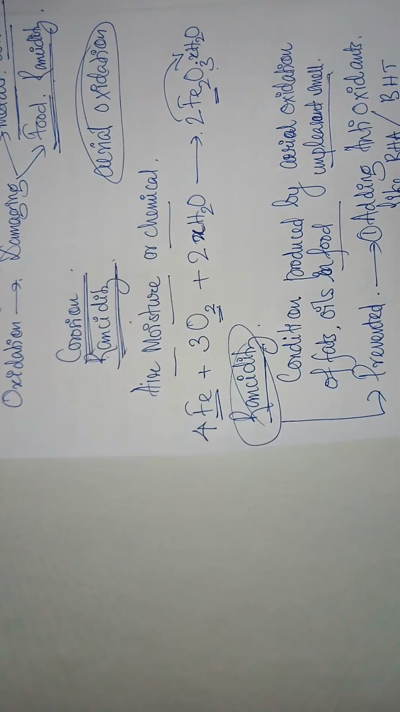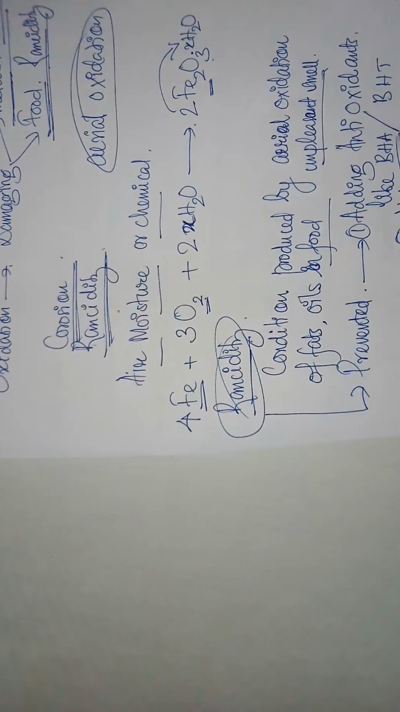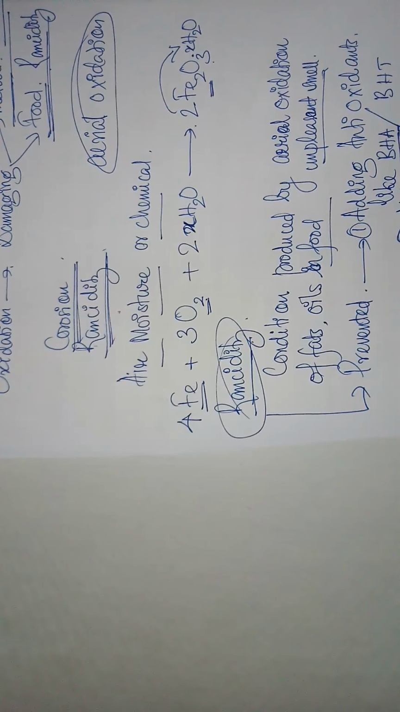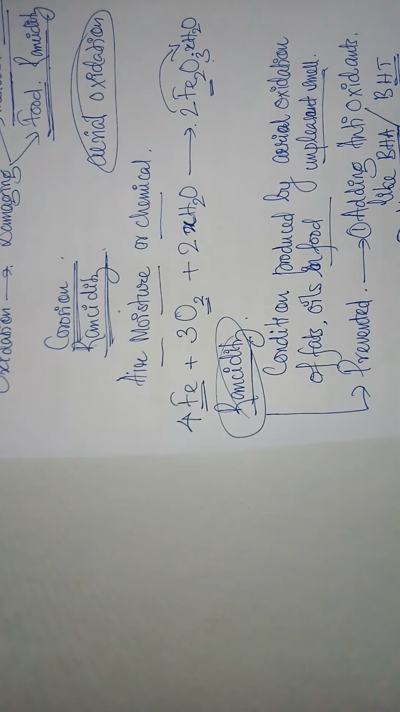the food remains good to eat for a much longer time. The common antioxidants used to prepare and pack food are BHA, butylated hydroxyanisole, and BHT, that is butylated hydroxytoluene.